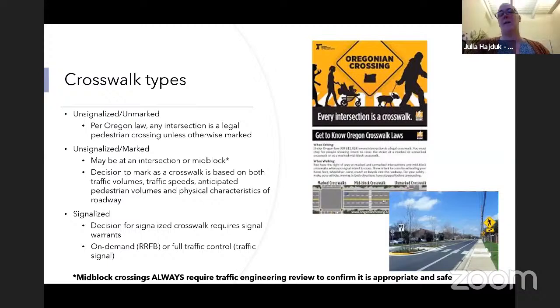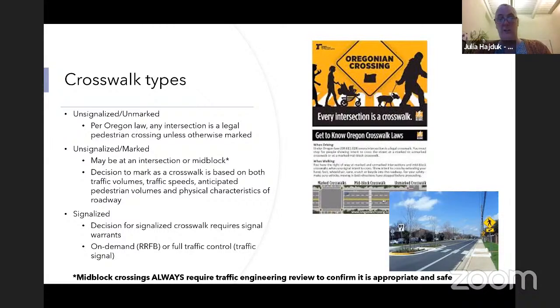There are a few different types of crosswalks, so I just want to put that out there so that we know what we're referring to. Unsignalized and unmarked crosswalks are basically any intersection. Any intersection by Oregon law is a pedestrian crosswalk, or a legal place for pedestrians to cross. What people are more familiar with is the unsignalized marked crosswalks, which can be at an intersection and maybe mid-block. And I'll give you my little asterisks in just a second. The decision to mark a crosswalk is based on traffic volumes, speeds, anticipated pedestrian volumes, physical characteristics of the roadway.